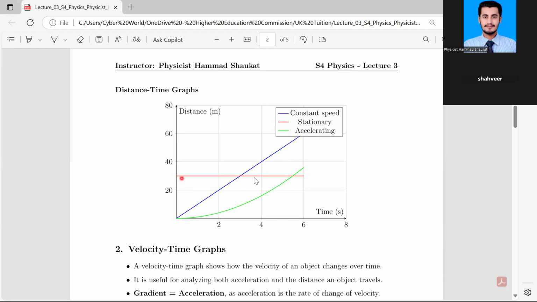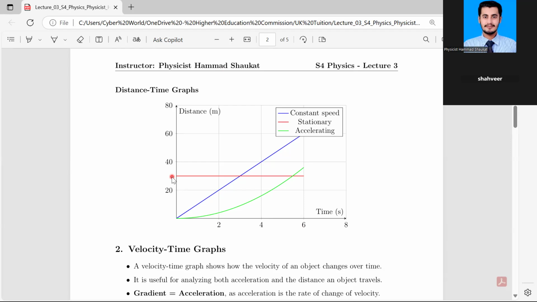So this upward slope indicates constant speed. And can you tell me what this red line shows about the body? You can see time is changing: 2 seconds here, 4 seconds here, 6 seconds here. But the distance is not changing. Let's suppose here the value is 30. Is distance changing? No, it isn't changing. Yes, distance is not changing. So if distance is not changing, it means the body is at rest or standing still.